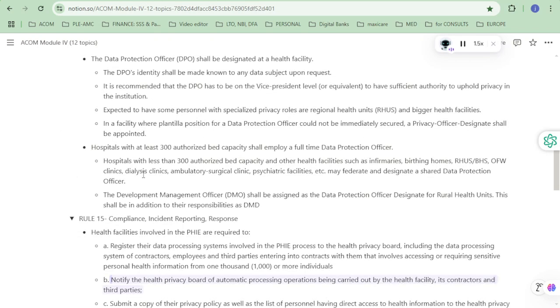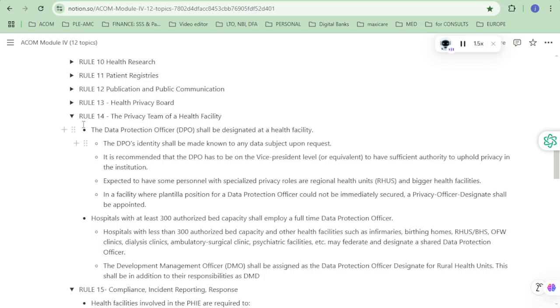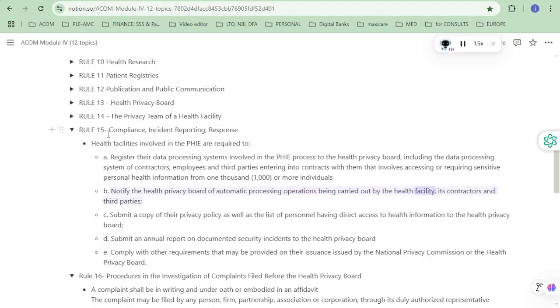B. Notify the Health Privacy Board of automatic processing operations being carried out by the health facility, its contractors, and third parties. C. Submit a copy of their privacy policy as well as the list of personnel having direct access to health information to the Health Privacy Board. D. Submit an annual report on documented security incidents to the Health Privacy Board. E. Comply with other requirements that may be provided in issuances issued by the National Privacy Commission or the Health Privacy Board.